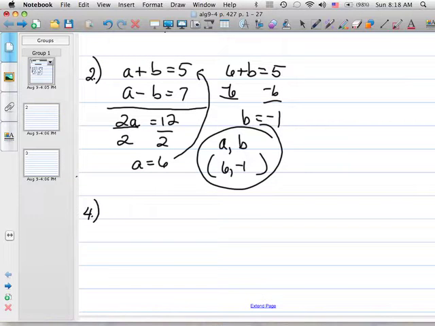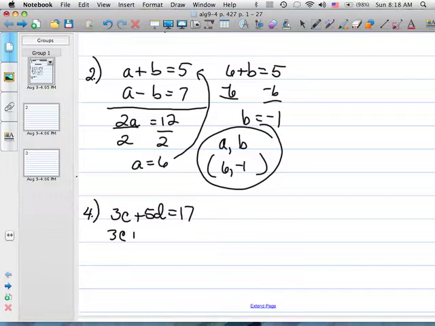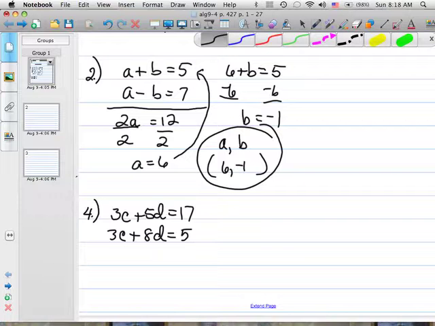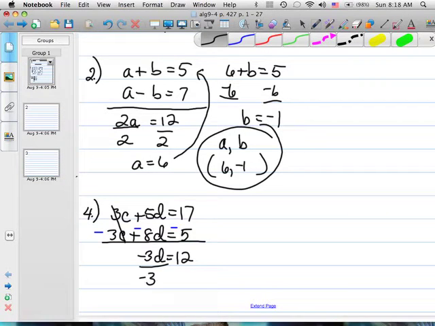Problem number 4, we have 3c plus 5d equals 17, and 3c plus 8d equals 5. Well, I want to work with the 3's, and since they're the same sign, I'm going to subtract the second equation from the first, so I change all of its signs. So this becomes 0, and I get negative 3d equals 12. Divide by negative 3, and d equals negative 4.